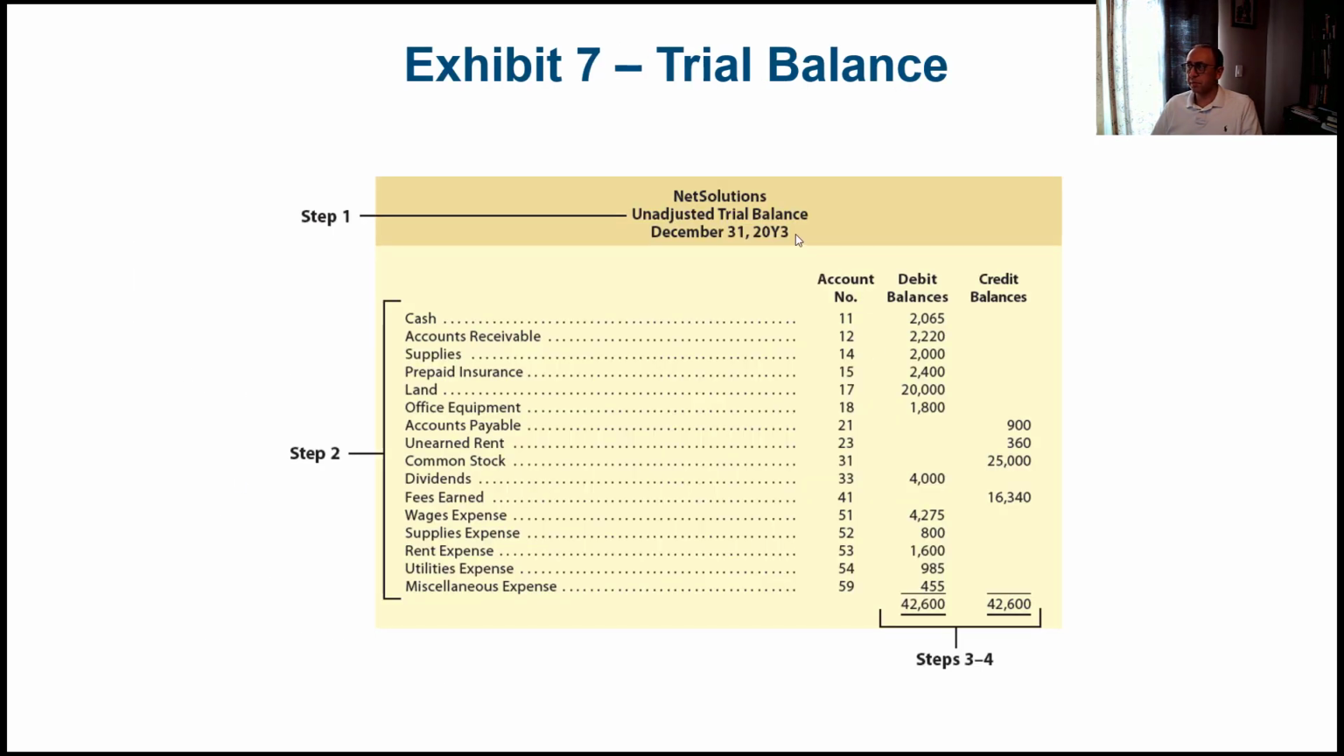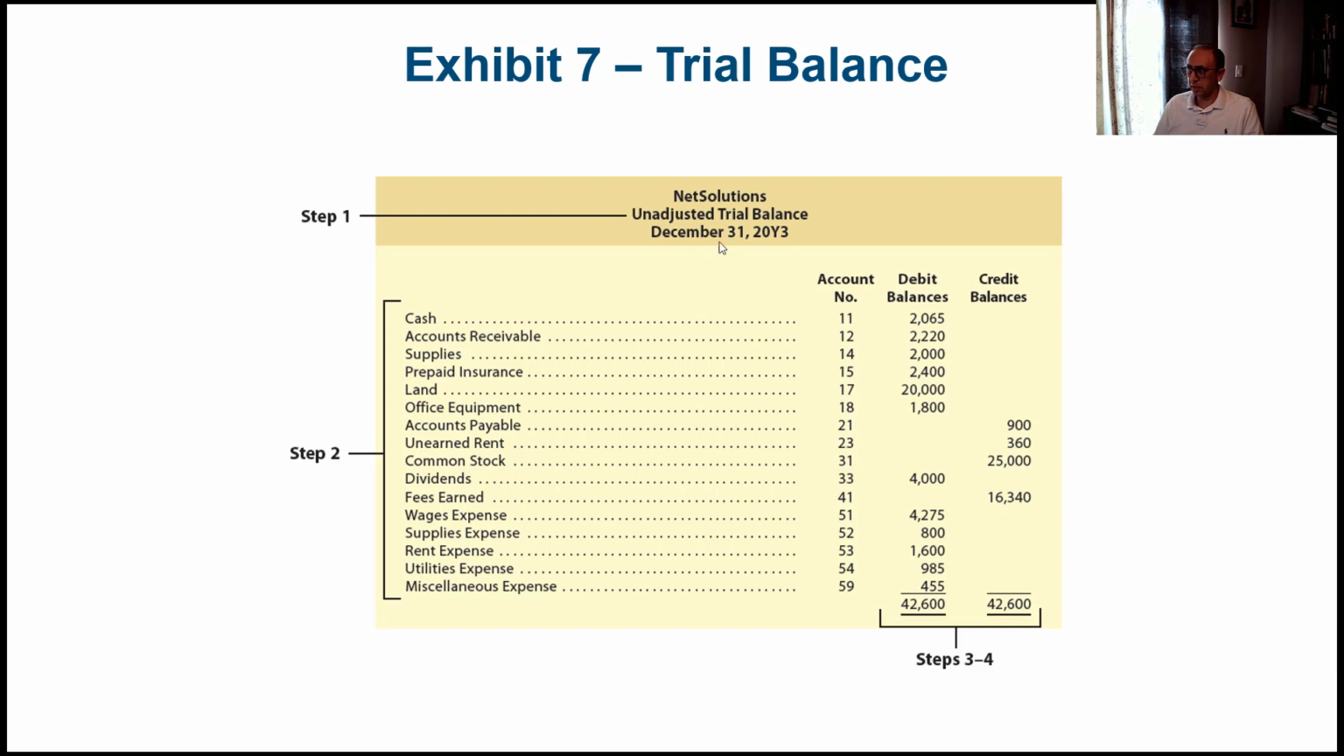So here we have an example of the trial balance for NetSolutions, the unadjusted trial balance. And we call it unadjusted because later on, we're going to see two other forms of the trial balance: the adjusted trial balance, and something called the post-closing trial balance. The first one that we're going to get exposed to now is the unadjusted trial balance.